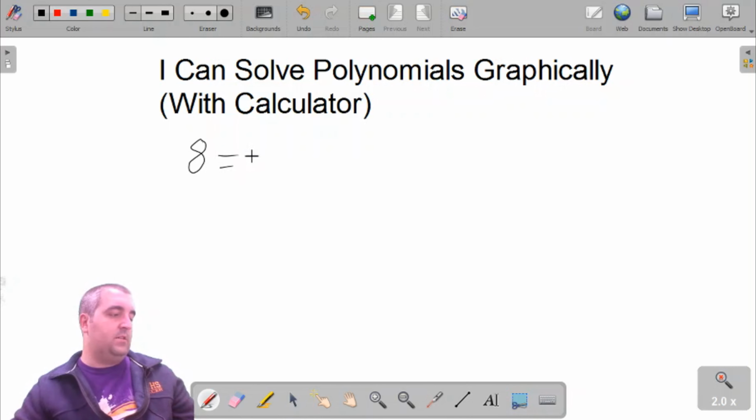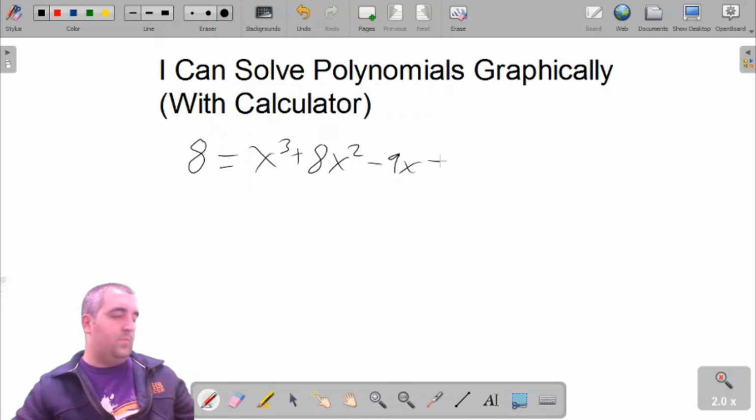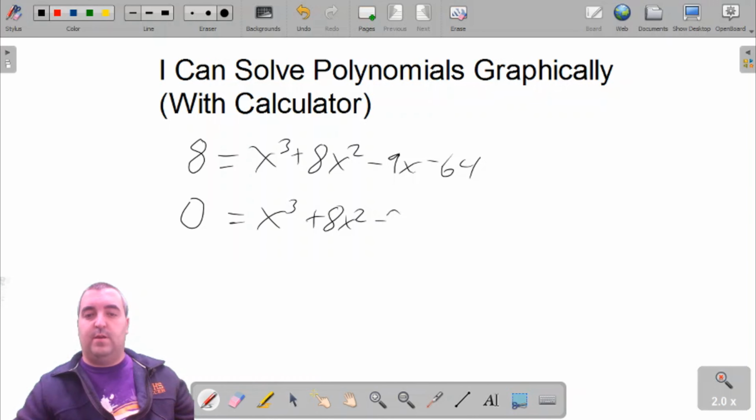So let's say we have 8 equals x cubed plus 8x squared minus 9x minus 64. If it's not equal to 0 or like equals f of x or whatever, there's something over here. You do want to move everything to one side before we put it in the calculator. So I'm going to go ahead and subtract 8 from both sides. Negative 64 minus 8 is minus 72.